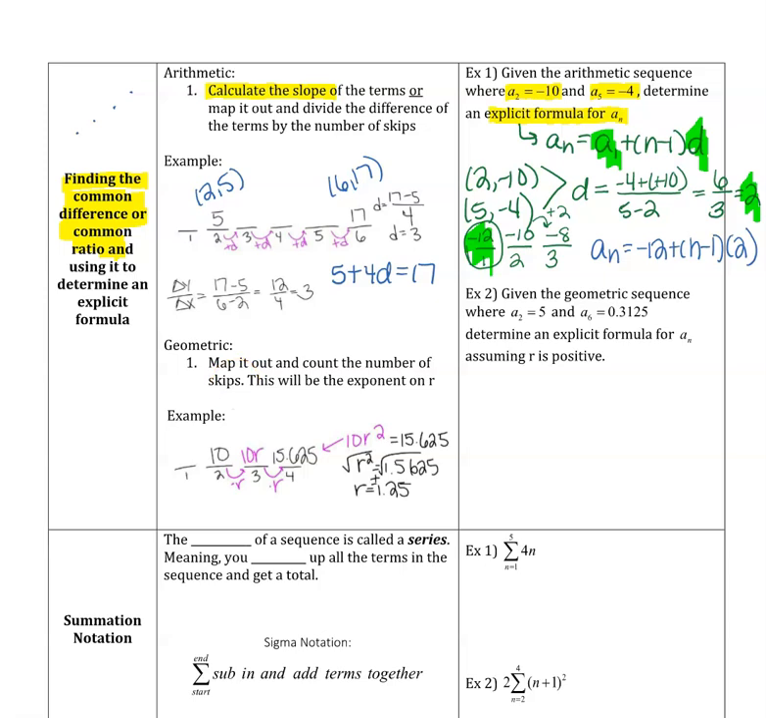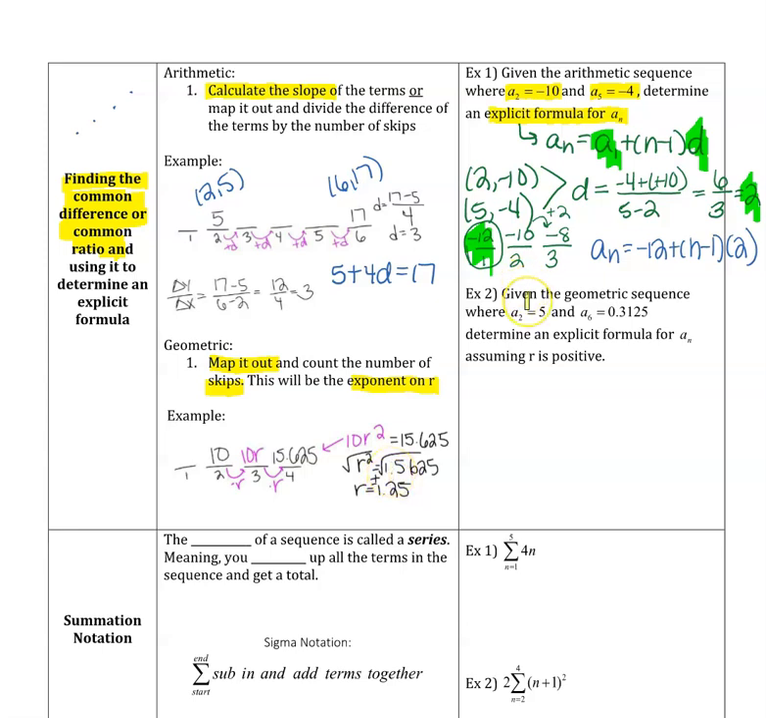Now with geometric sequences, I always just map it out and count the number of skips. This will represent your exponent on r. So we know with the geometric sequence that you're just multiplying by a common ratio of r every time. So if you know the second term is 10 and the fourth term is 15.625, I know to get from 10 to the next term, I would multiply by r, which would make this be 10r. Multiply by r again, and it would be 10r squared. That means 10r squared equals 15.625, and then I divide by 10, take the square root, and then technically you could have a positive or a negative for your common ratio there.